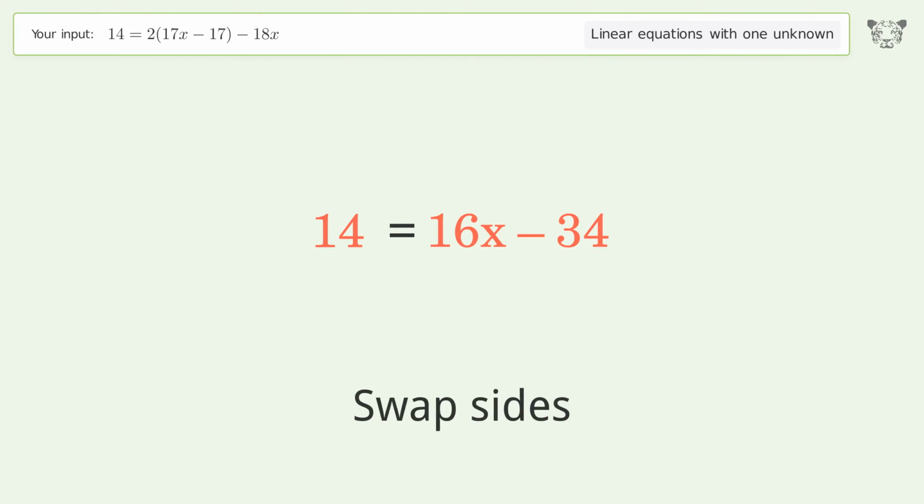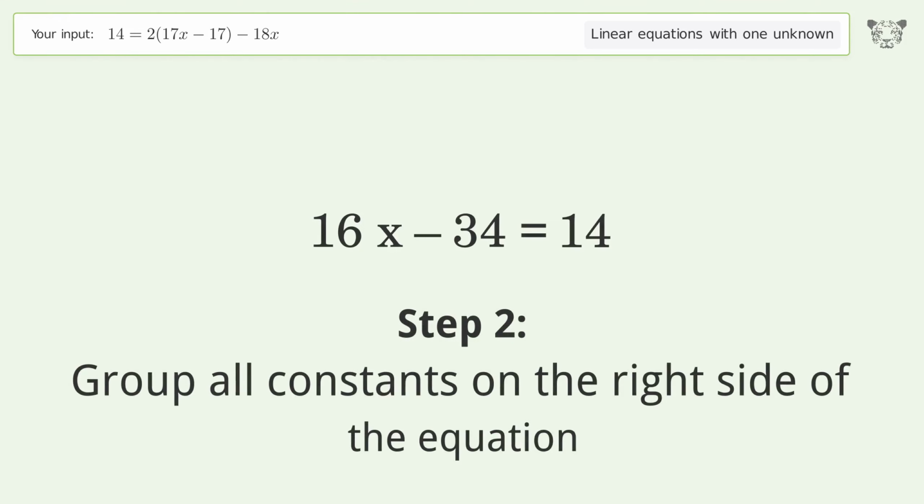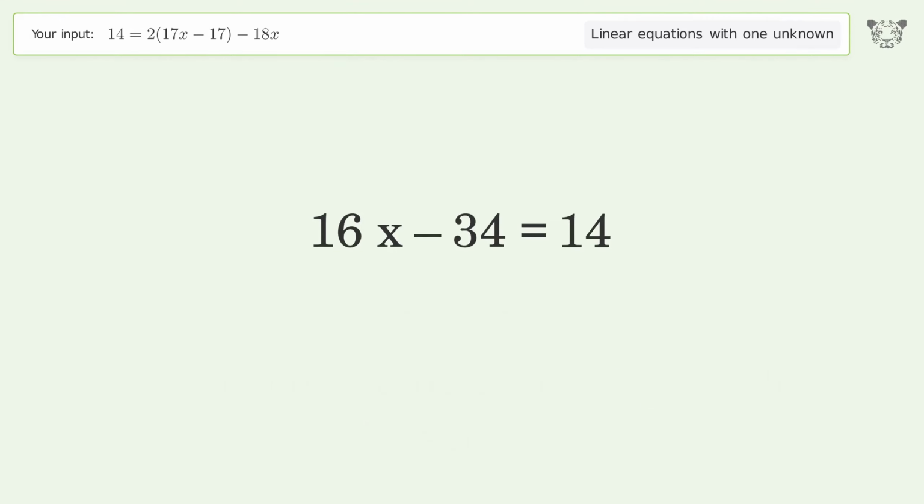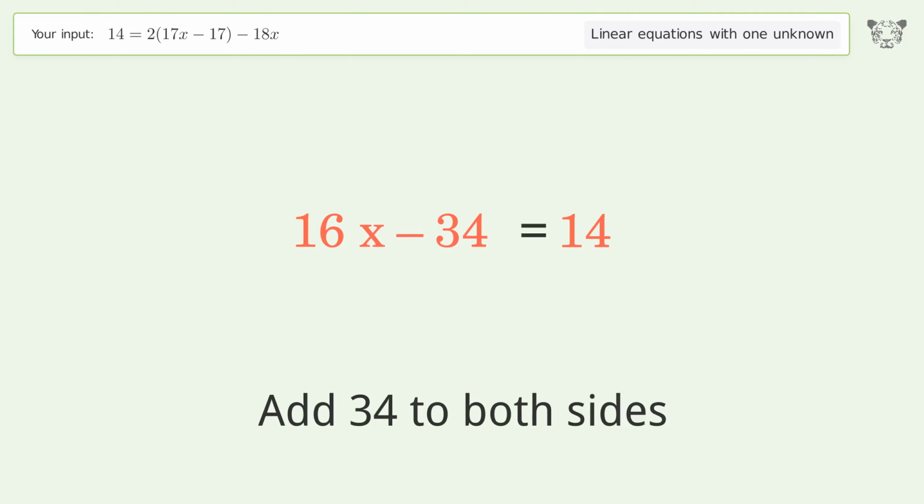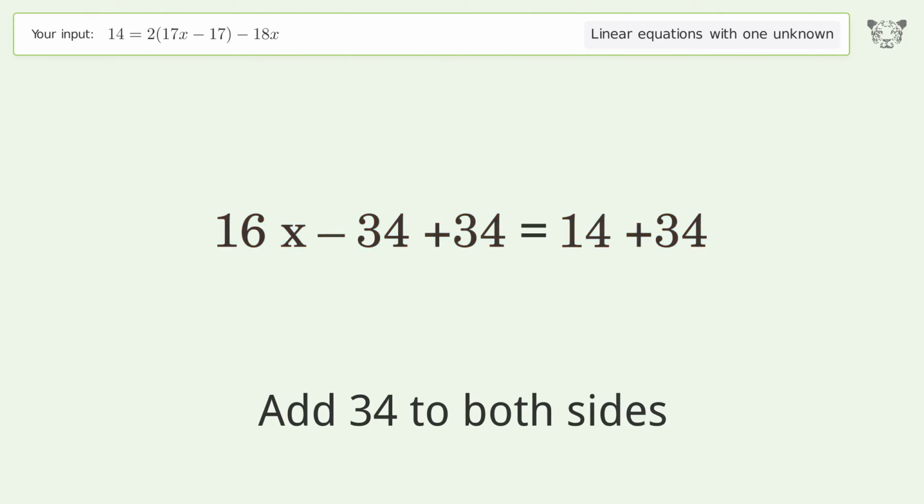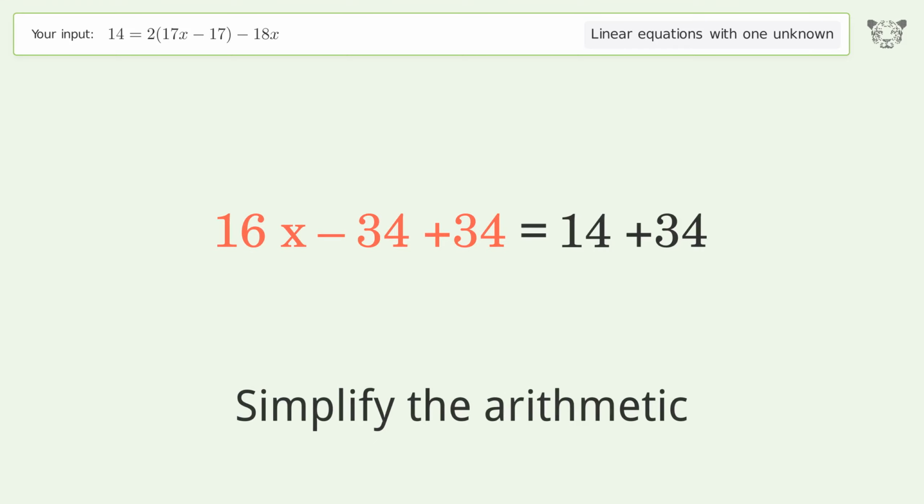Swap sides. Group all constants on the right side of the equation. Add 34 to both sides. Simplify the arithmetic.